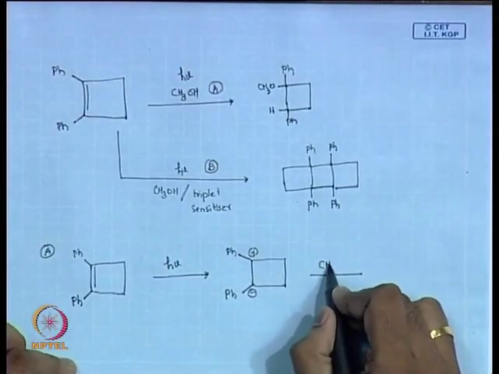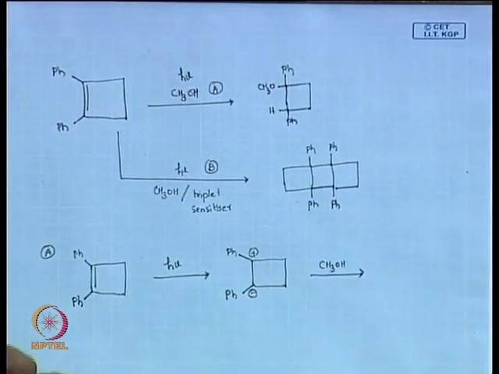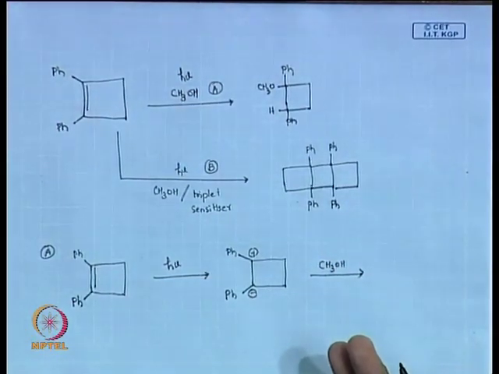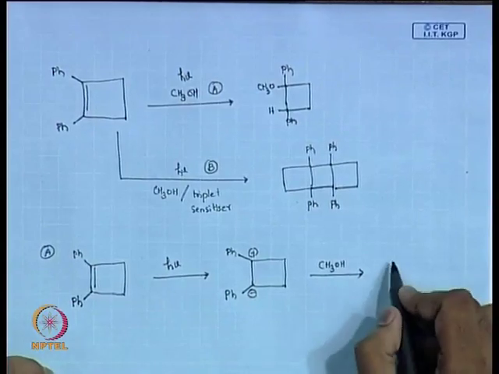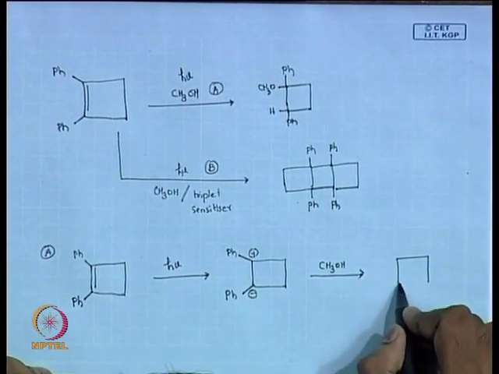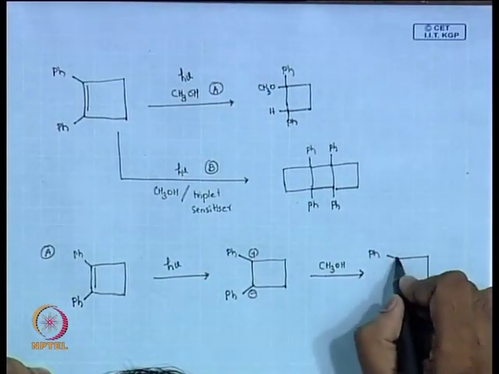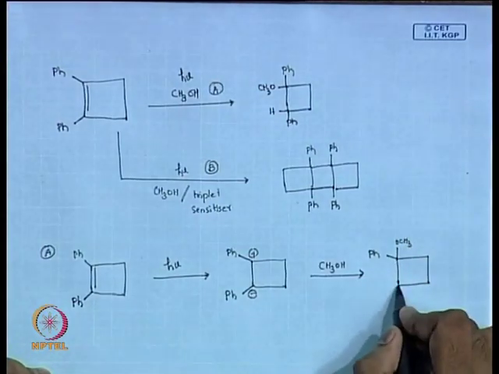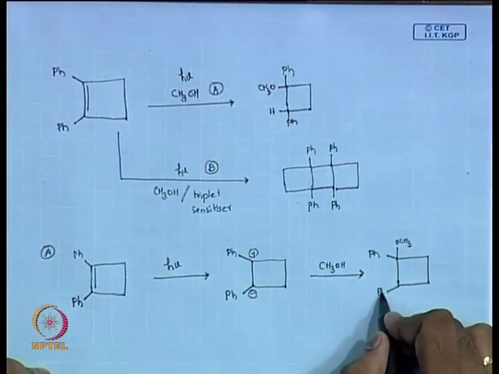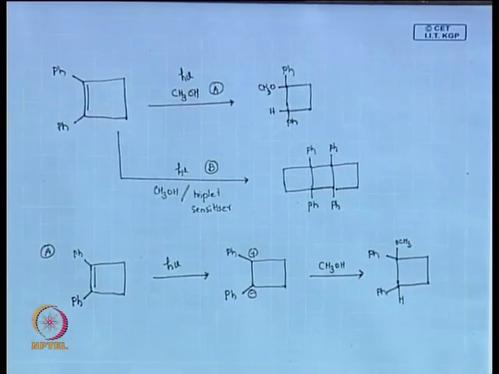But in this case, since methanol is there, you know methanol can react nicely, giving you OCH3 and phenyl hydrogen. Right, you get a nice product then. So, that is what I say, with the singlet excited state, you should be a little bit careful.